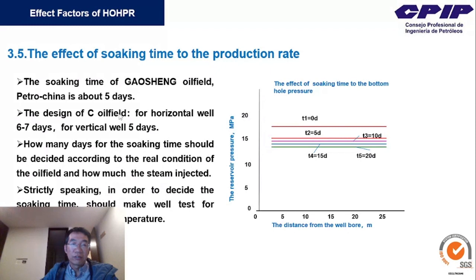The design for the C oil field is 6 to 7 days for horizontal wells and 5 days for vertical wells. How many days for the soaking time should be decided according to the real condition of the oil field and how much steam is injected. Strictly speaking, in order to decide the soaking time, a well test should be made to get the downhole temperature.